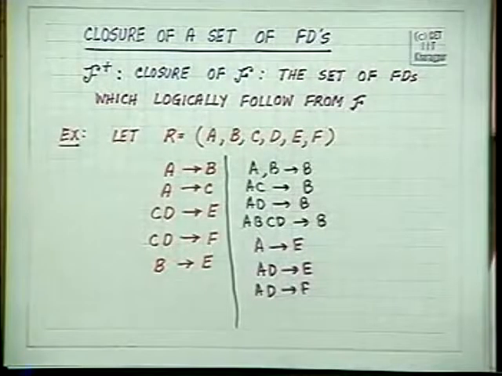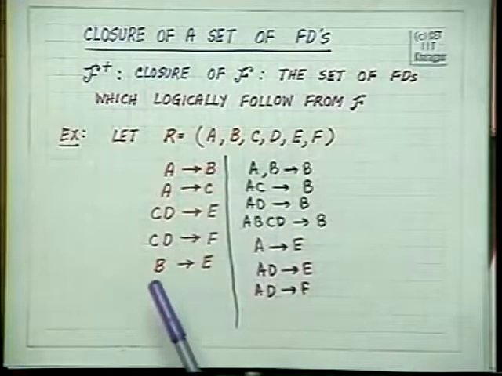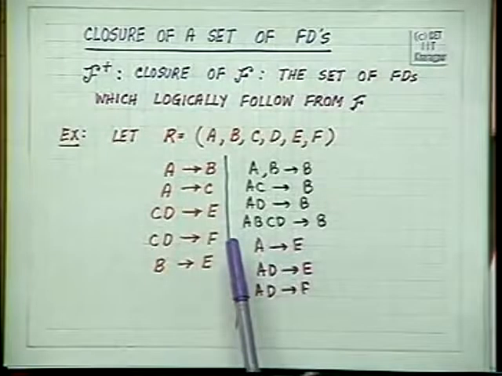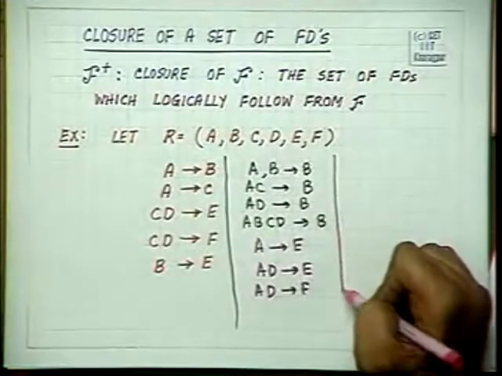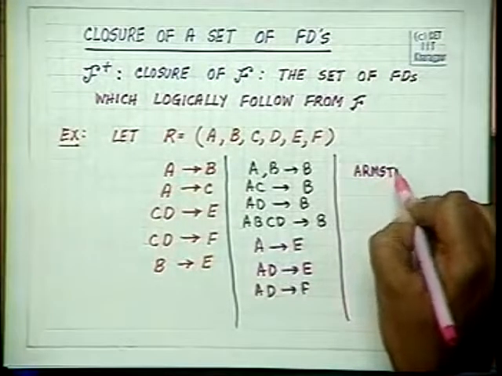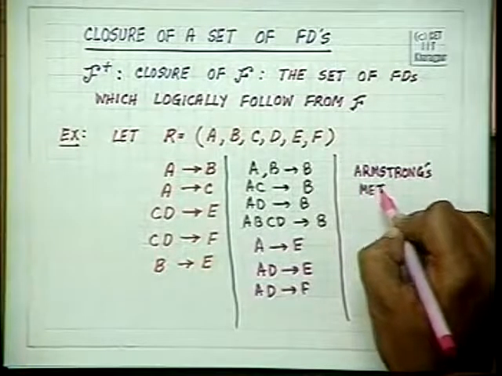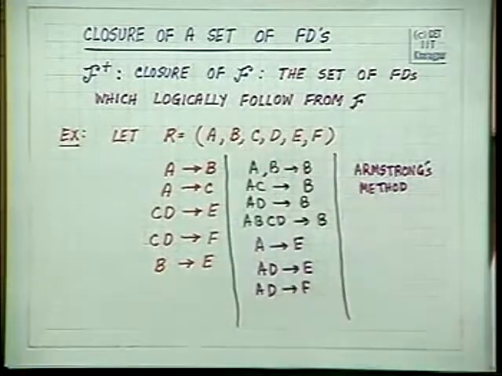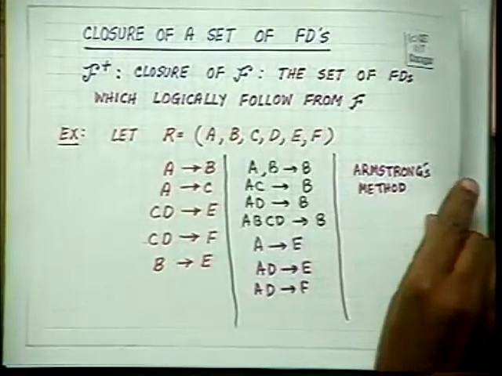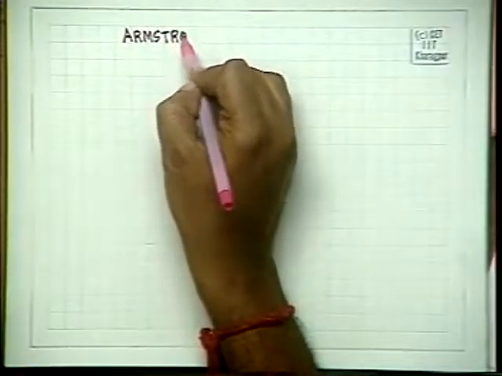The next question which we will have to answer at this point of time is, how do we compute the closure? What is the mechanism to compute the closure? Is there an algorithm to compute the closure? In fact, there are many algorithms to compute the closure of a set of functional dependencies, and we have with us a mechanism called Armstrong's mechanism. Armstrong's method to compute the closure of a set of functional dependencies is usually called Armstrong's axioms.